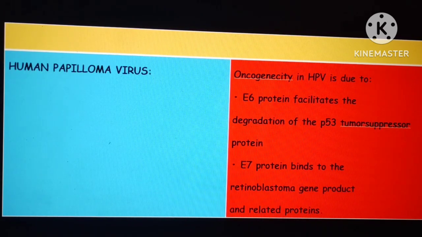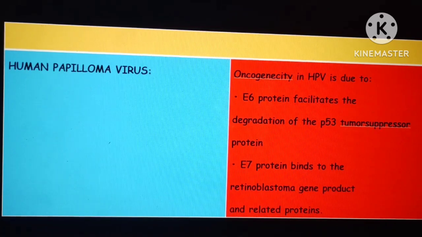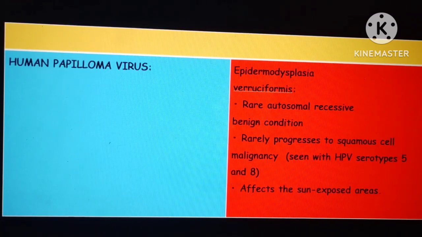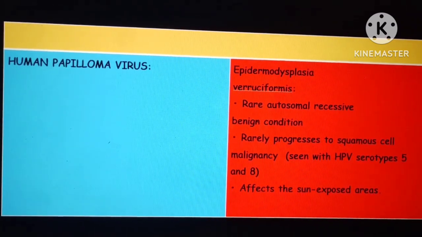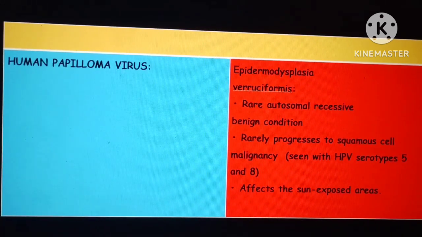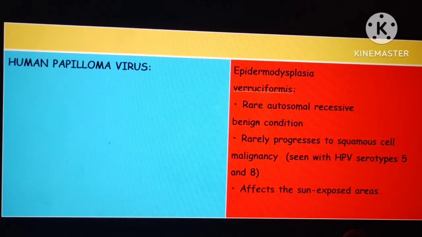So coming to the next oncogenic virus, that is human papillomavirus. Here, the E6 and E7. What does E6 do? It degrades p53, that is a tumor suppressor gene, whereas E7 binds to the retinoblastoma gene product. Okay. So the other conditions caused by HPV include epidermodysplasia verruciformis, which is an autosomal recessive benign condition. But it also causes squamous cell carcinoma, most commonly with HPV 5 and 8.